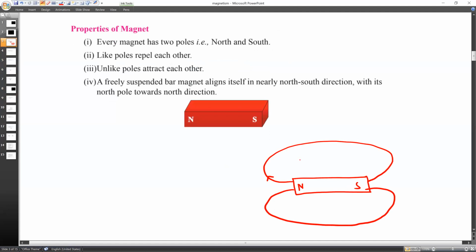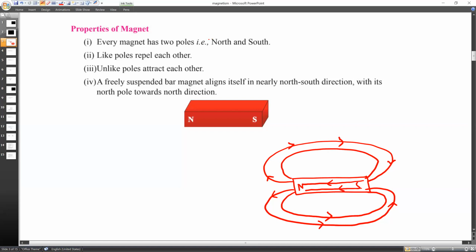So this is the North Pole. They are moving from north towards south, and this is outside the magnet. Inside the magnet, they move from south to north. Got it? It is from south to north. Understood?